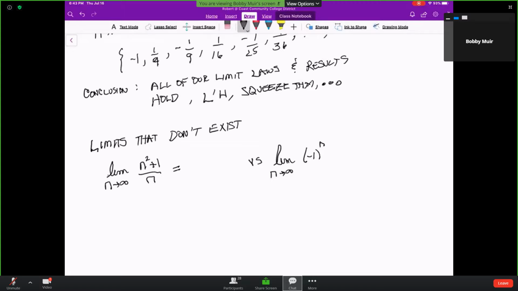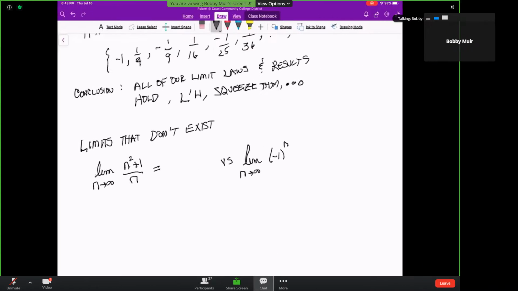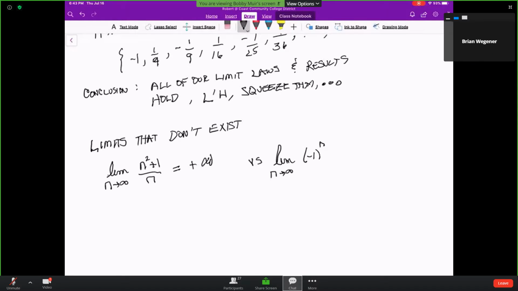Okay, now I don't have much faith in you guys answering this question correctly, so I'll just answer it. What is the limit as n tends to infinity here? Well, the degree of the top is bigger than the degree of the bottom, and so we would say it's plus infinity.